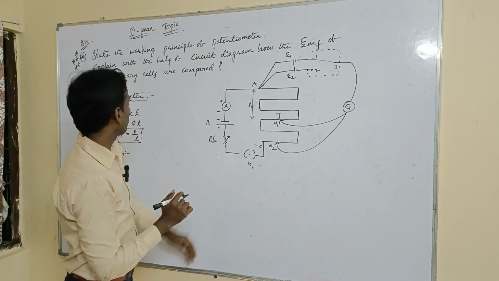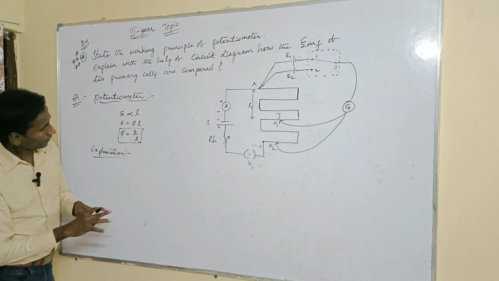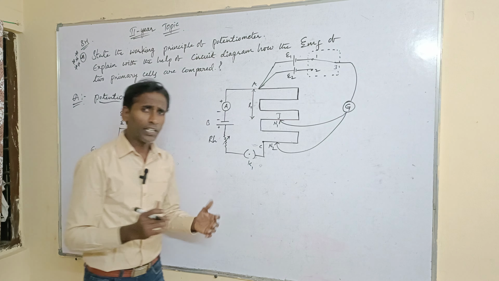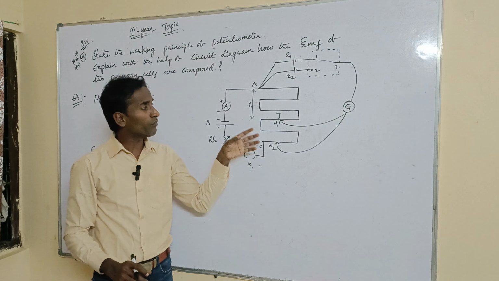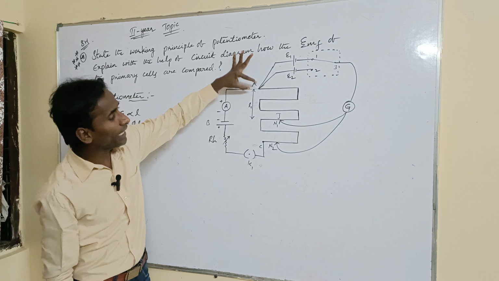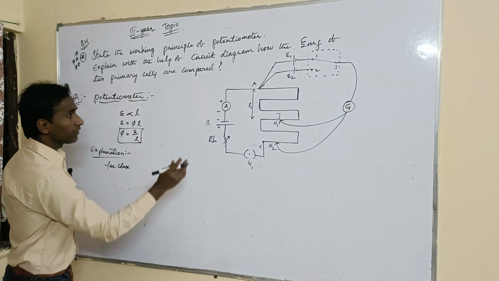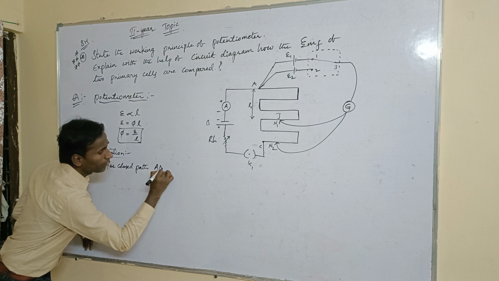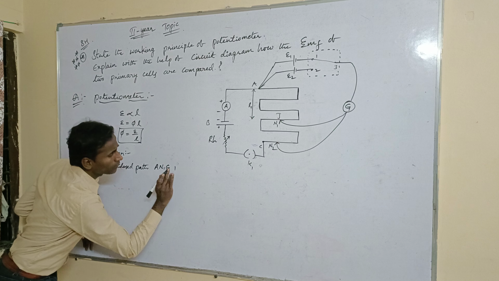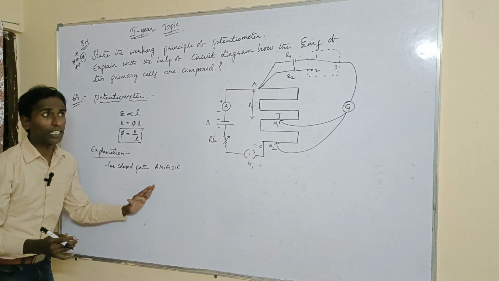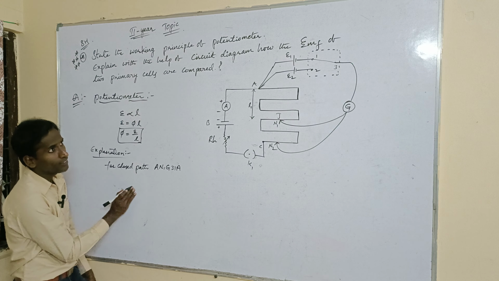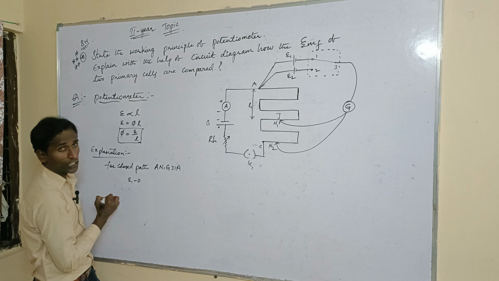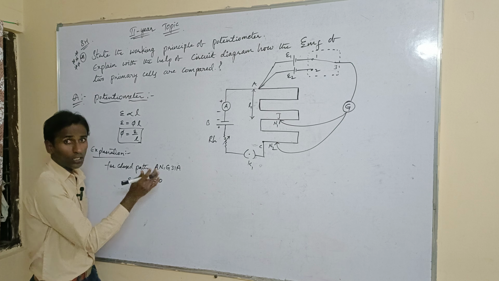Now for the closed path. Why do we get a closed path? According to Kirchhoff's second law, we apply it for the closed path A N1 G 3 1 A. This is one completely closed path. For the closed path we have the formula: E1 minus the galvanometer value, which is 0, minus the balancing length term 5 L1, is equal to 0.